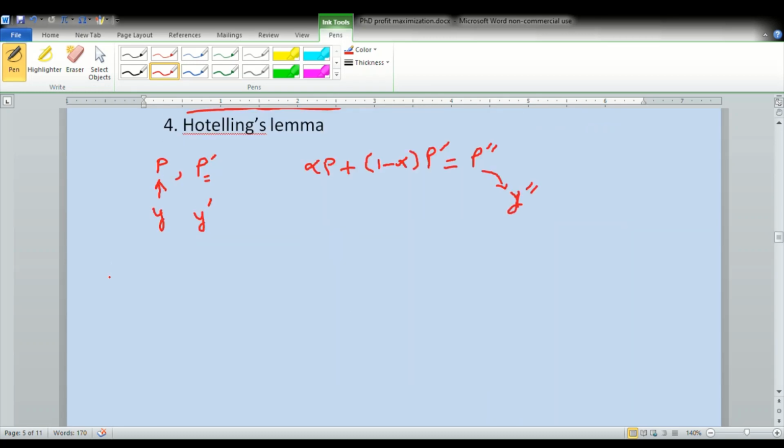So let me write it down. We have pi of P equals P dot y, maximum earnable profit at P, pi of P dash equals P dash dot y dash, and finally pi of P double dash is equal to P double dash dot y double dash. So I have not forgotten this time the dots.